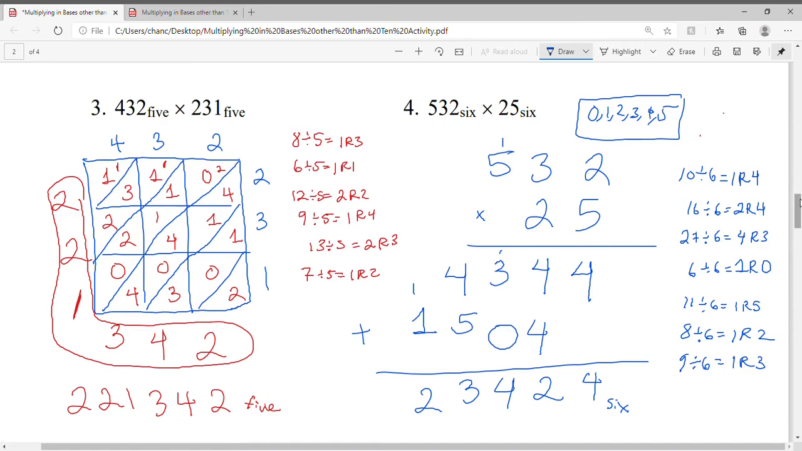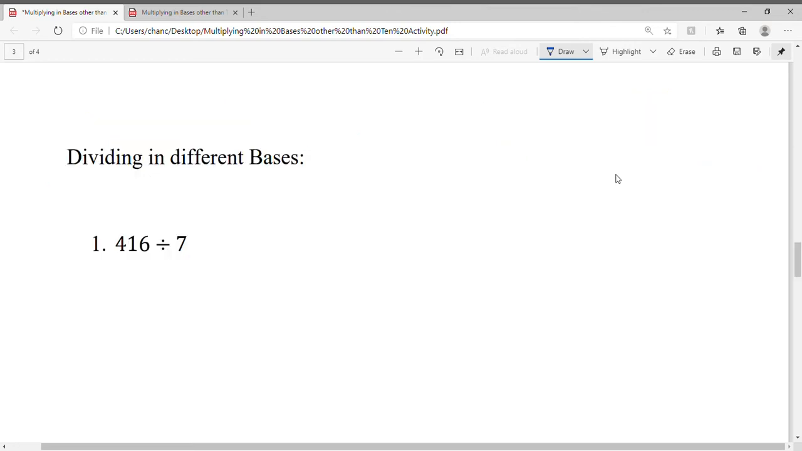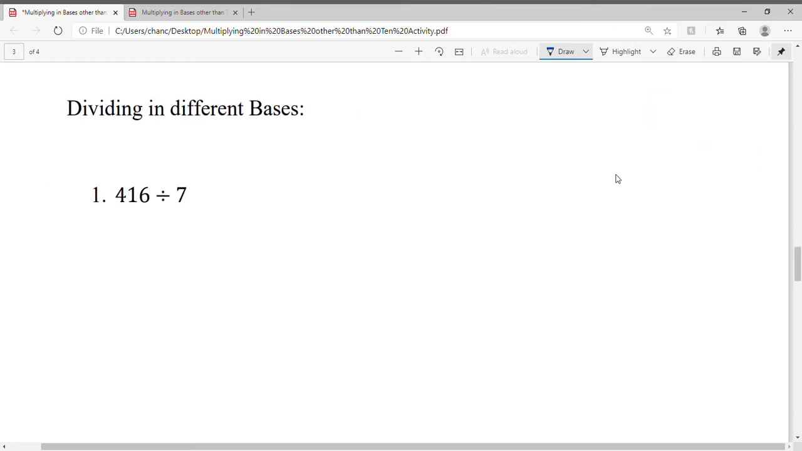A lot of work, but definitely doable. Just take your time, be careful. Practice these again after you watch the video. Now let's move on to dividing different bases.